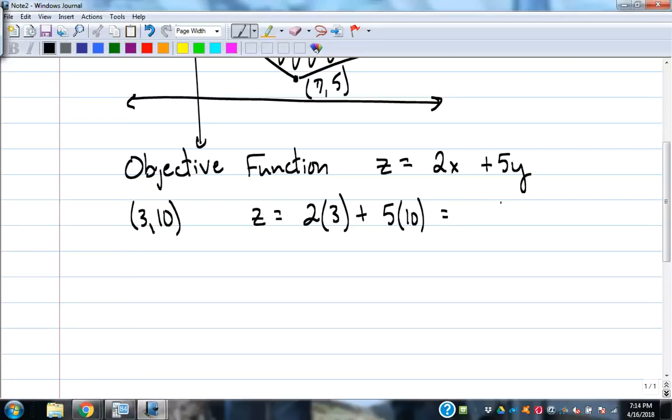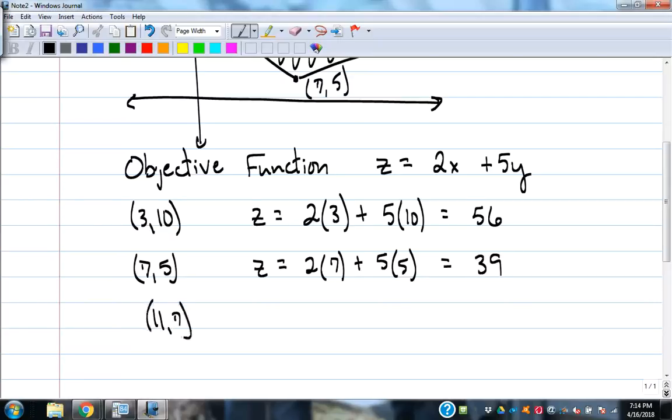That'd be 6 plus 50, 56. And then I do the next ordered pair. It doesn't matter what order you go in. I'm just going to go this order. 7, 5, 2 times 7, 5 times 5. That's 14 plus 25. Should be 39.